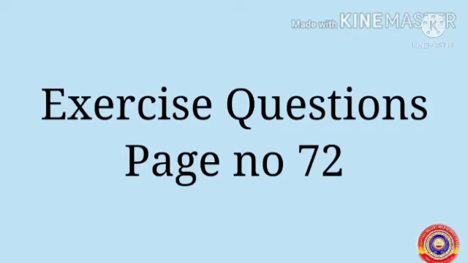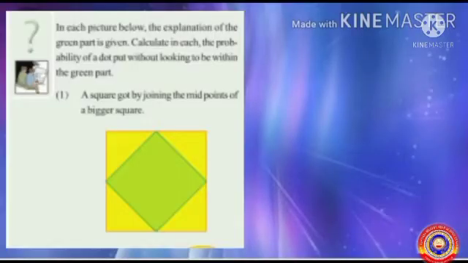Let's do some exercise questions on page number 72. It will make this idea very clear. Question number 1. In each picture below, the explanation of the green part is given. Calculate in each the probability of a dot put without looking to be within the green part.